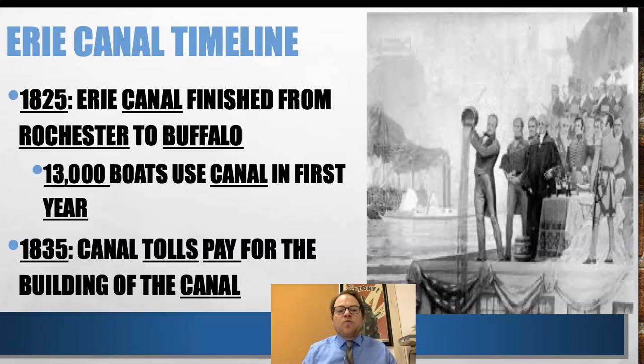This becomes really the most transported body of water in the East, connecting the West and the East, and is going to have a profound impact on New York State and a profound impact on the United States as well.